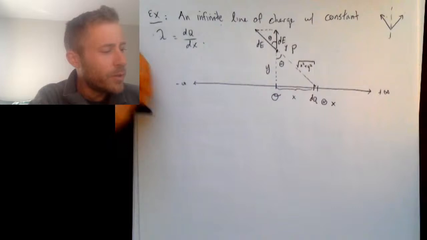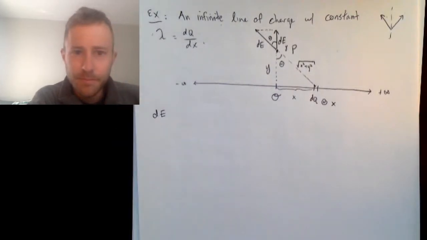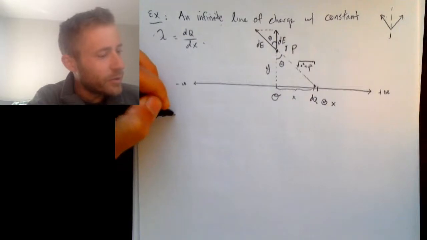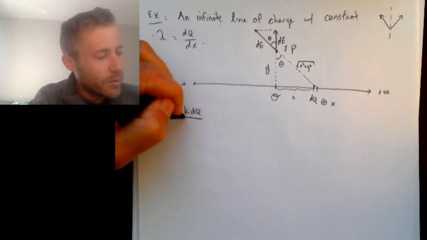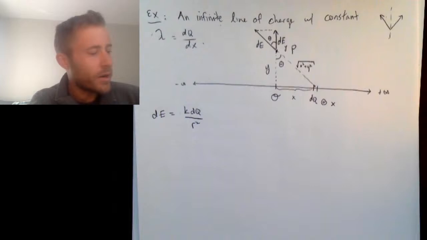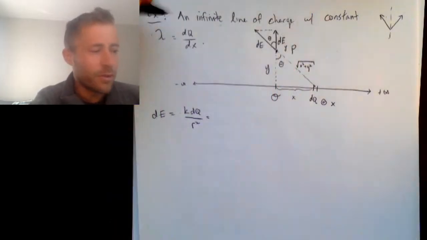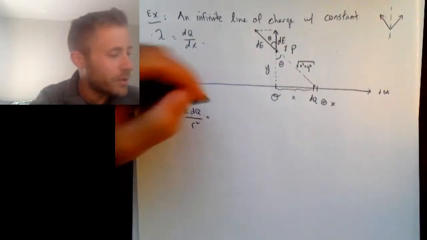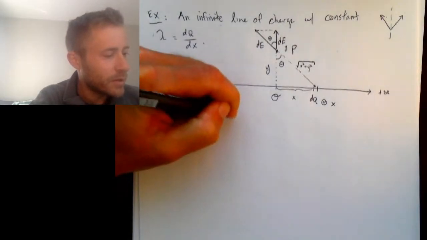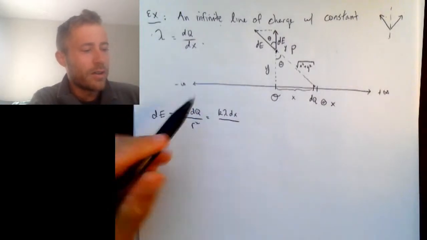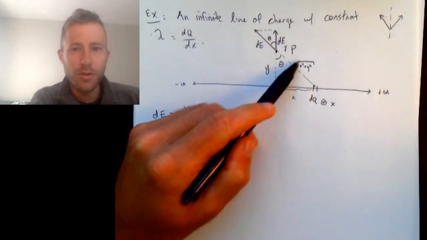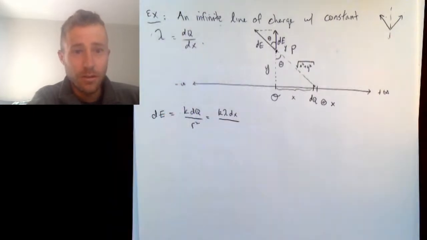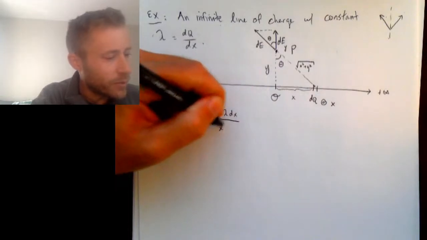So if we want to figure out what dE is, then dE is going to be k dq over r squared. And dq is going to be lambda dx, by multiplying both sides by dx. So I have k lambda dx. And r is the distance from this little itty-bitty piece of charge to the point P, which is the square root of x squared plus y squared, which we then square to get x squared plus y squared.